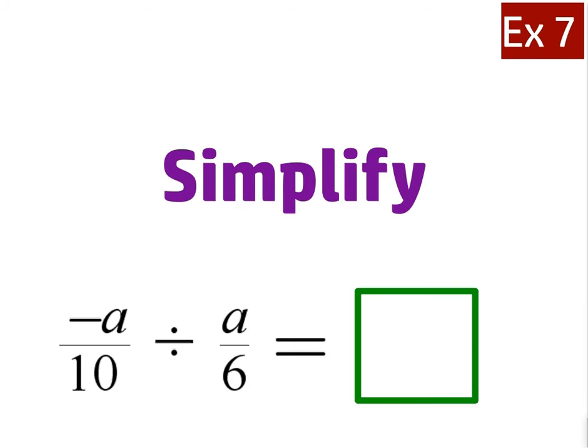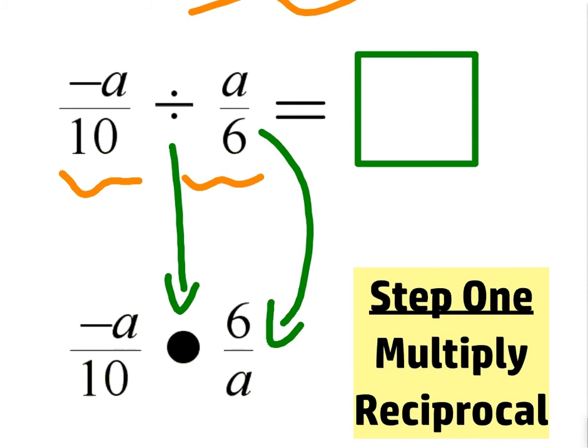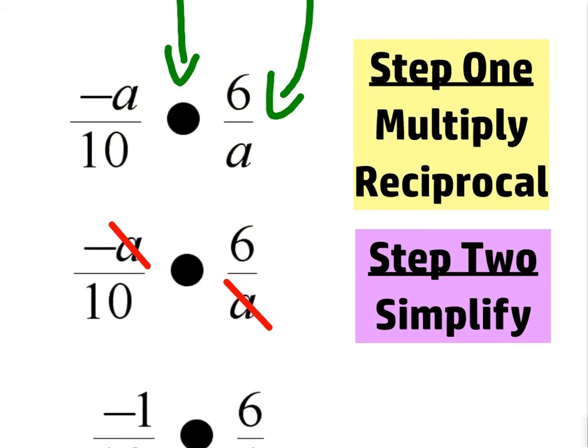Okay, next one, simplify negative a over 10 divided by a over 6. You first look at this one, and it kind of looks really simple in the fact that there's two a's, and we're going to see how it actually simplifies. So we're going to multiply by the reciprocal, so that's going to change to multiply. This is going to flip. So we have negative a times 6 on the top and 10 times a on the bottom. But notice if we have an a up here and an a down here, we can cross divide like we talked about before. So we can divide the a's.